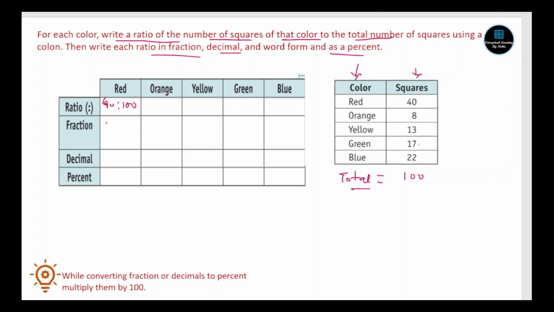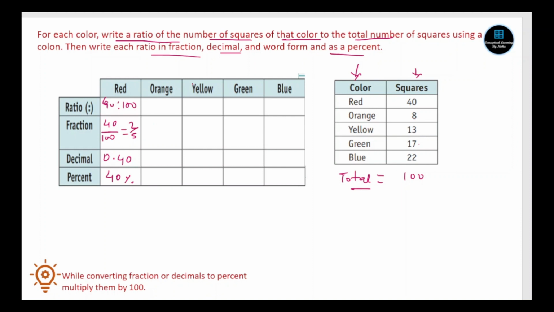Now, this same thing in terms of fraction I can write this way. And now, if I simplify this, what do we get? Yes, we'll get 2 upon 5. Now the decimal form, it is very simple. 40 upon 100, so it is 0.40, and percent value is 40%. Yes, excellent.